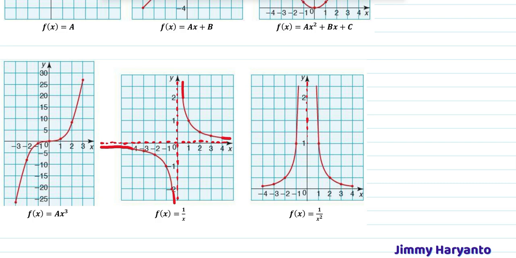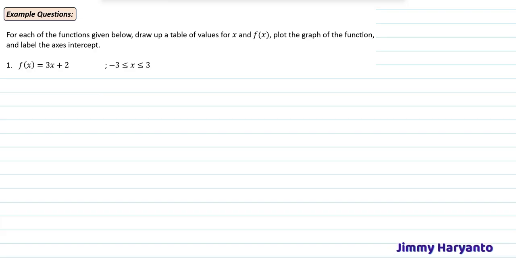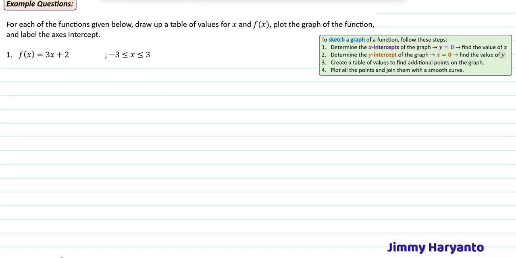It only has two asymptotes, the same as 1 over x, but the curve will be like this. Different from 1 over x, a little bit different. Okay, we'll go to the example questions. I will show you how to use the steps to sketch a function. Okay, so what is the first step? The first step is to find the x-intercept. So we will follow the steps first. You have to find the x-intercept by... I will write it like this first.